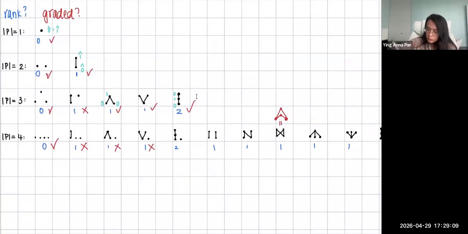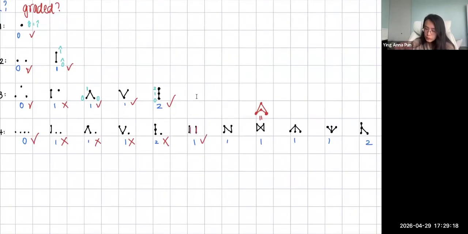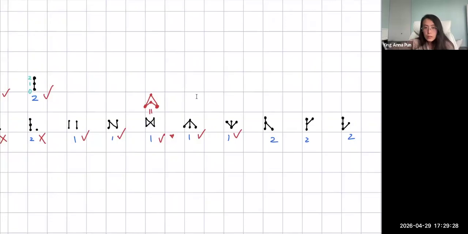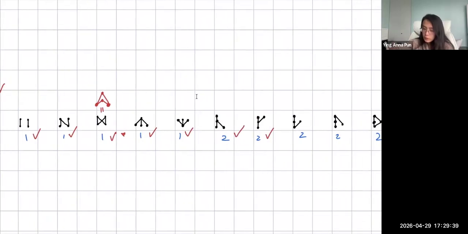And here again, not graded. And then this one is graded because you only have two maximal chains here. And then this one is graded. This one is also graded. This one is graded. And then this one, is it graded? Yes, because maximal chains are here or here. So therefore that's graded. Fibbit, of course, is graded.